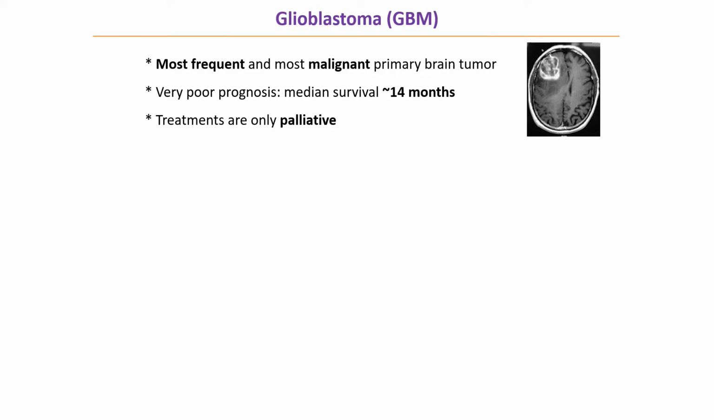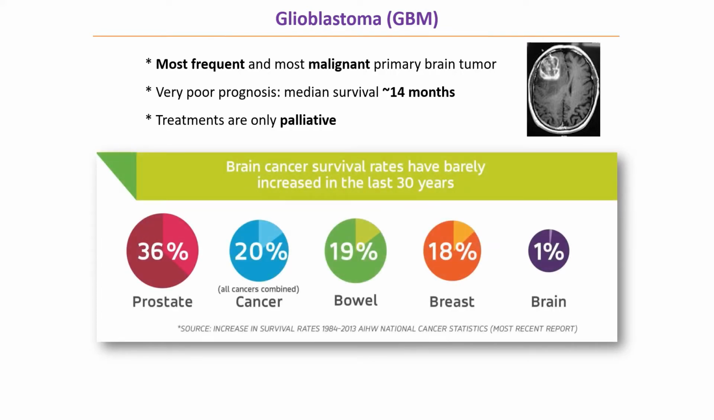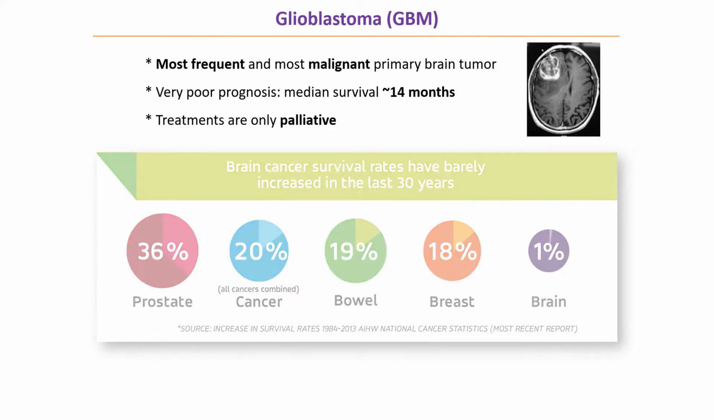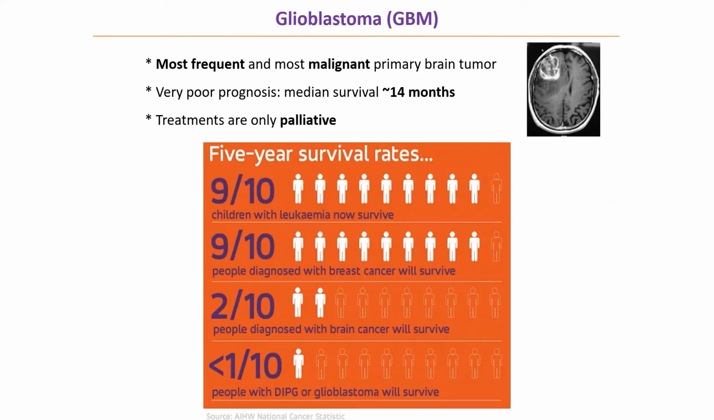that the survival rates for brain cancer have improved only 1%, which is in large contrast with other tumor types or with all other cancers combined, which is around 20%. Looking at the numbers in a different perspective, if we look to the 5-year survival rates, only 1 out of 10 GBM patients will survive after this period, which is very different from children that have leukemia or women diagnosed with breast cancer, with numbers around 90% of 5-year survival rates. So again, it is a very aggressive tumor, and the situation has not changed significantly in the last decades.